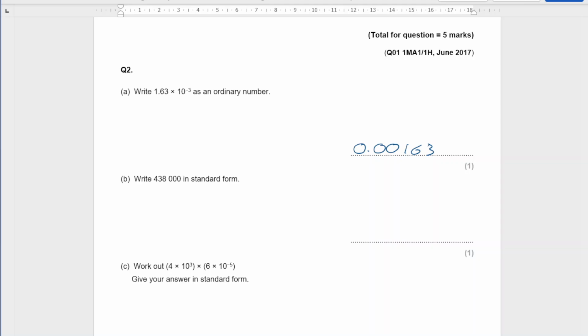Write in standard form, so that would be 4.38, and in a likewise fashion times 10 to the power, and we've moved the decimal point to there from there, so we've moved it 1, 2, 3, 4, 5 places, so times 10 to the 5.